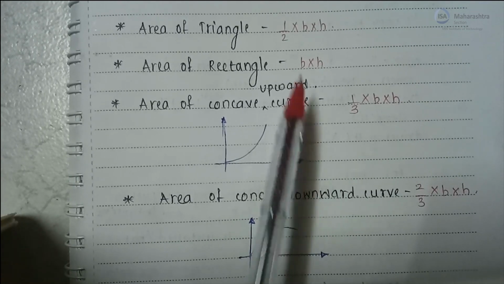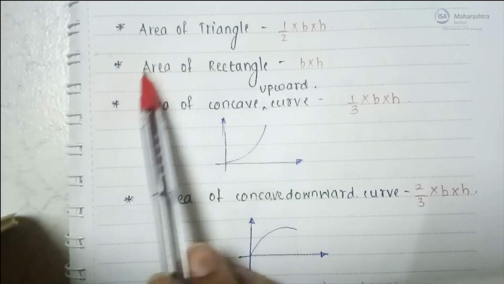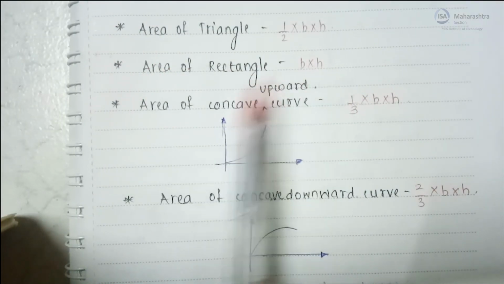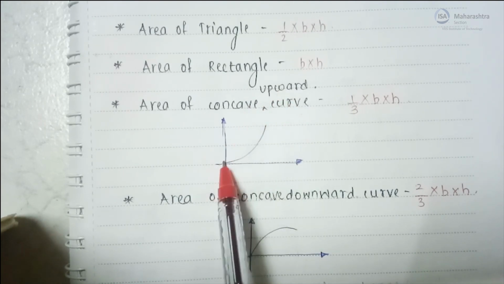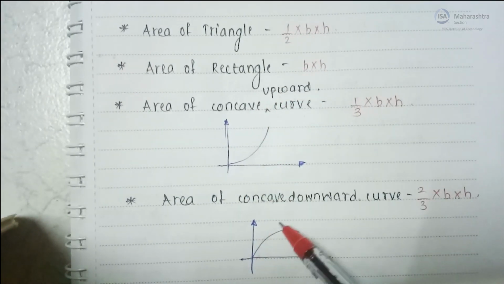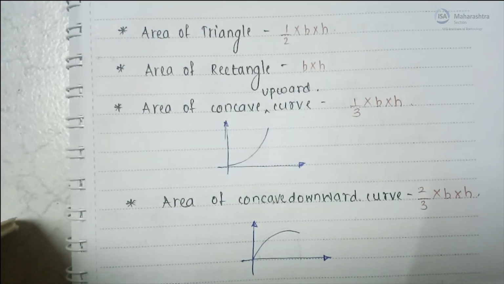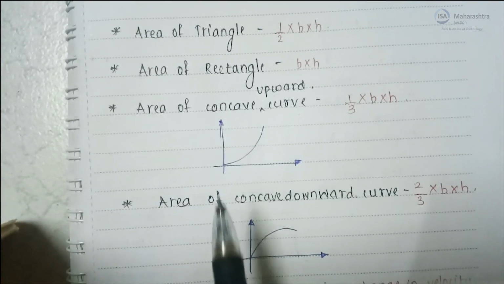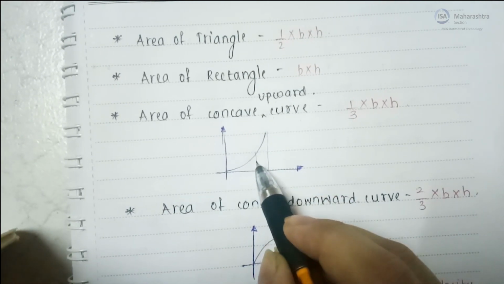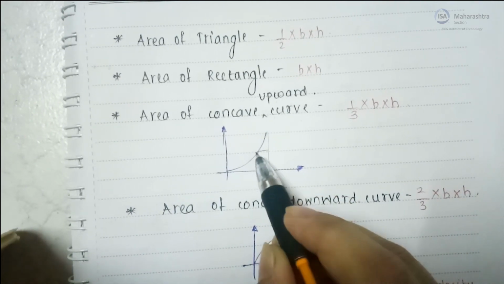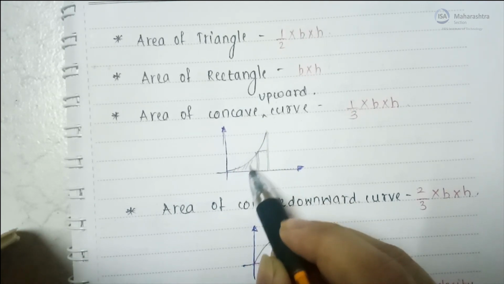So area of triangle, that is half into base into height, then area of rectangle, base into height, area of concave upward curve, that is, this is the concave upward curve and this is concave downward curve. So to find the area under this concave upward curve, we have to divide this curve into parts. Okay, so we have divided it into parts. First we will find the area under this curve.